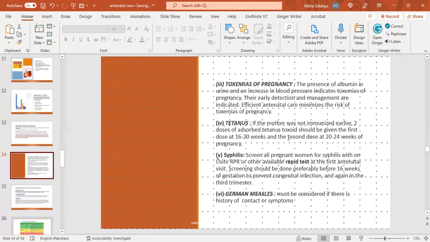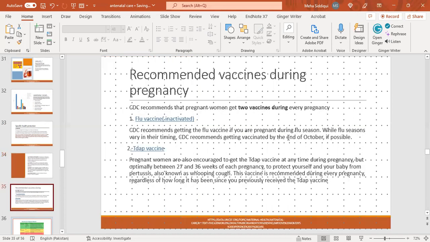Syphilis. Screen all pregnant women for syphilis with on-site RPR or other available rapid tests at the first antenatal visit. Screening should be done preferably before 16 weeks of gestation to prevent congenital infection, and again in the third trimester. Then comes German measles. It must be considered if there is a history of contact or symptoms.